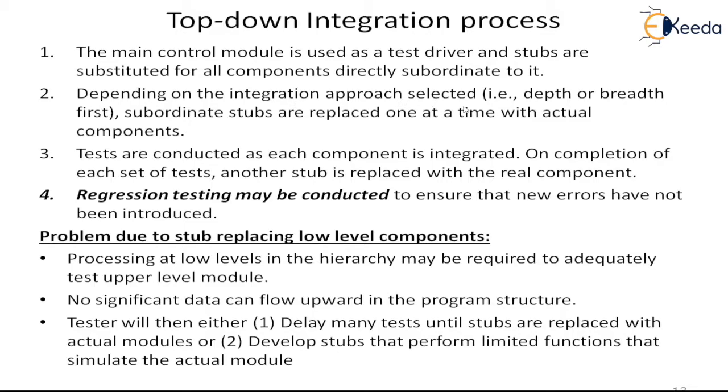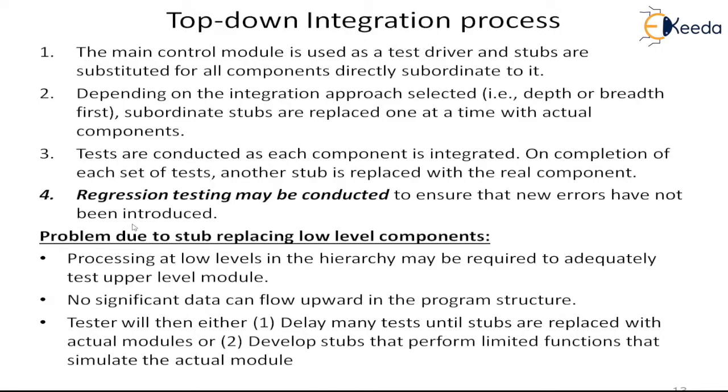And depending on the integration approach, whether depth first or breadth first, subordinate stubs are replaced one at a time with actual components. We will not consider everything together. It is better because we are going incremental. So go one by one, either in the depth or the breadth. Then tests are conducted as each component is integrated. So as and when you keep integrating the component to your build, you will keep testing it. On completion of each set of tests, another stub is replaced with the real component. And regression testing may be conducted to ensure new errors have not been produced.